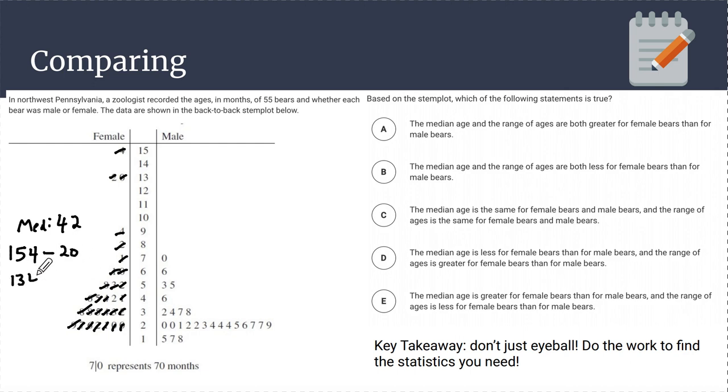So 134 would be my range. I'm just going to write myself a note over there. How about for our males here?